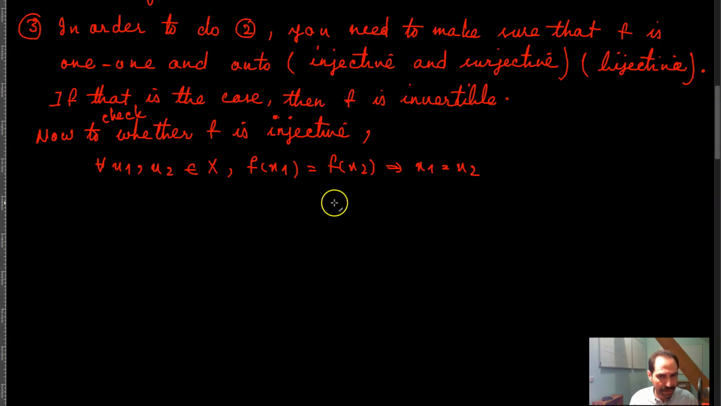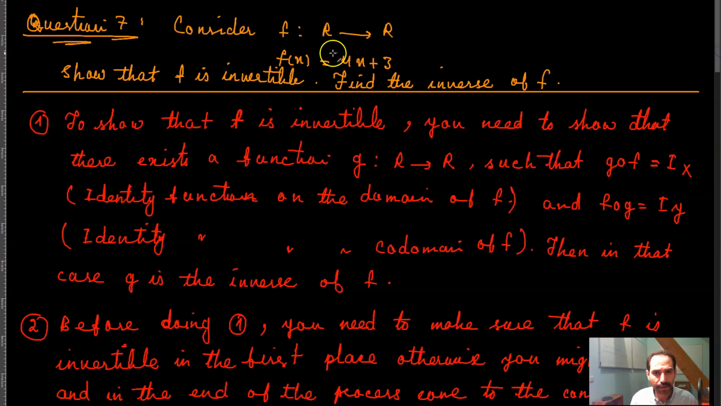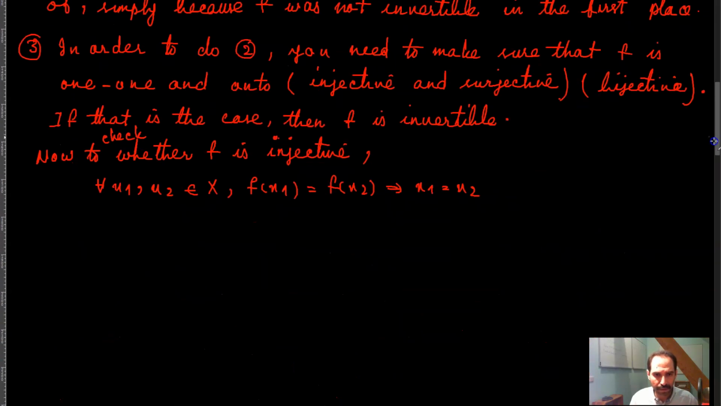Now, I want to prove this for the function f that we have here, where f is a function from R to R, and f of x is equal to 4x plus 3.